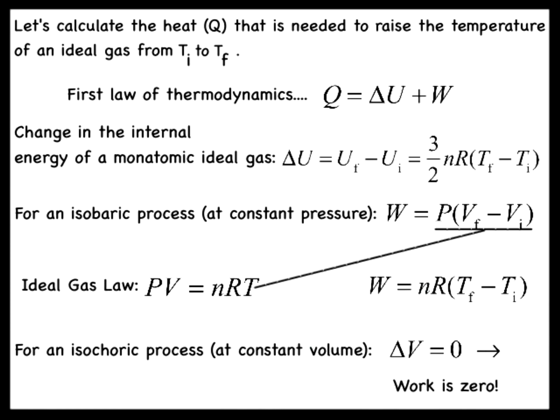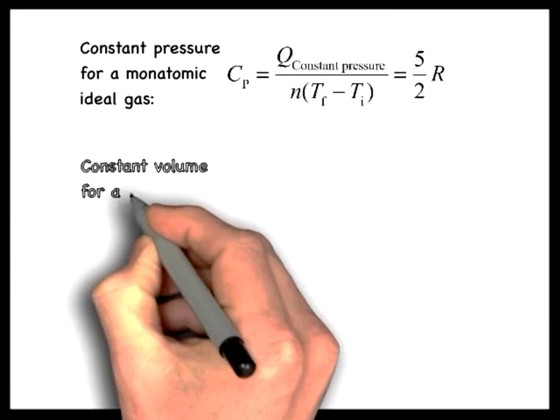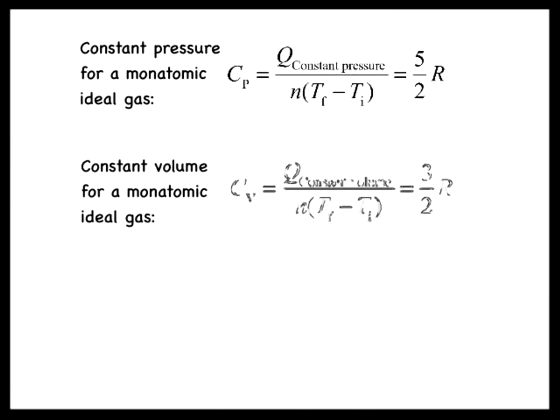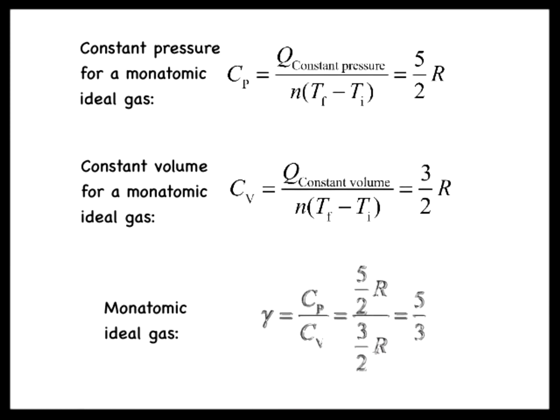The molar specific heat capacities can now be determined by using Q is equal to Cn delta T, where for Cp we use the result for the heat at constant pressure, and for Cv we use the result for the heat at constant volume. Gamma is defined as the ratio of the molar specific heats, and for an ideal monatomic gas it equals 5/3. However, many gases are not monatomic, but instead consist of molecules formed by more than one atom.